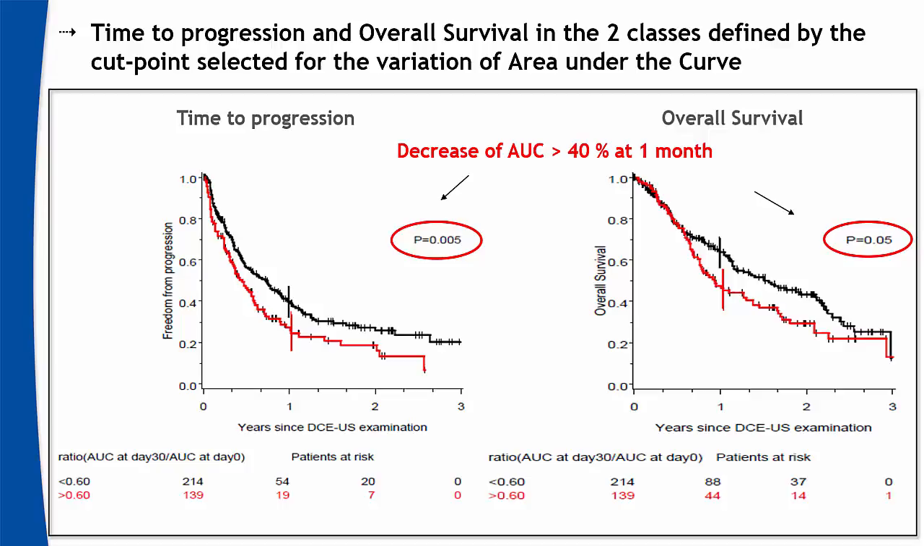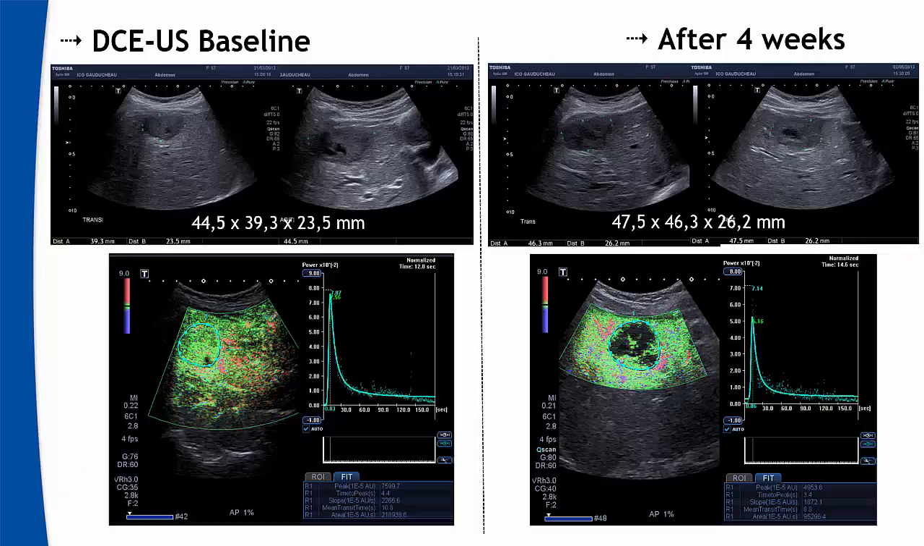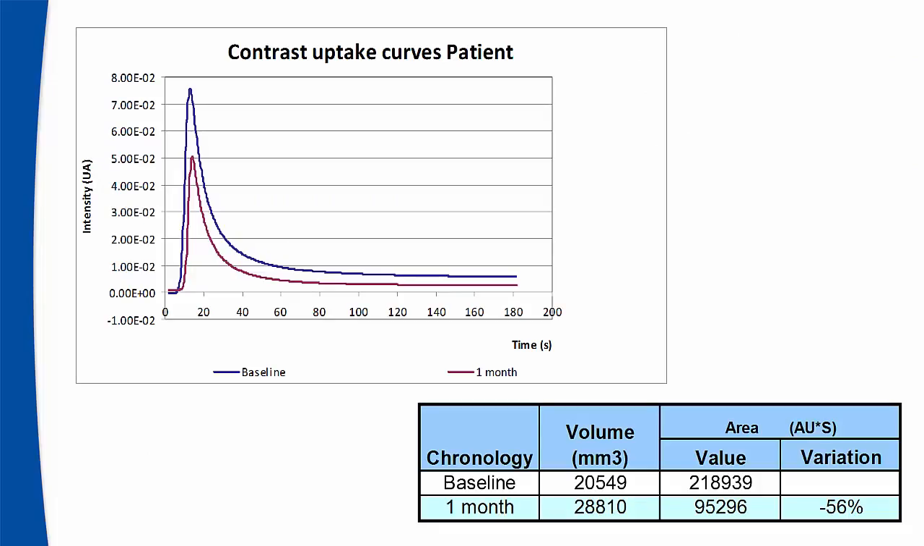Remember, this is the best endpoint for the FDA, and this is the first study comparing CT perfusion and DCE MRI able to demonstrate this level of validation. So this is an example of a patient with a liver metastasis before treatment. This is a vascularized lesion, and after 1 month, we have a strong decrease of the vascularization. With the quantification, we have a decrease of 56% of the area under the curve at 1 month.